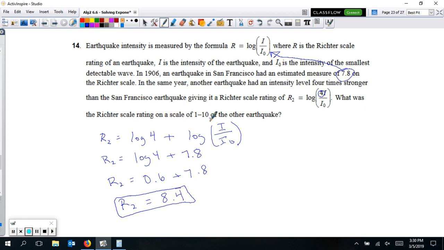There's our scale from 1 to 10. So it says, what was the Richter scale rating on a scale of 1 to 10 of the other earthquake? It was an 8.4 earthquake.